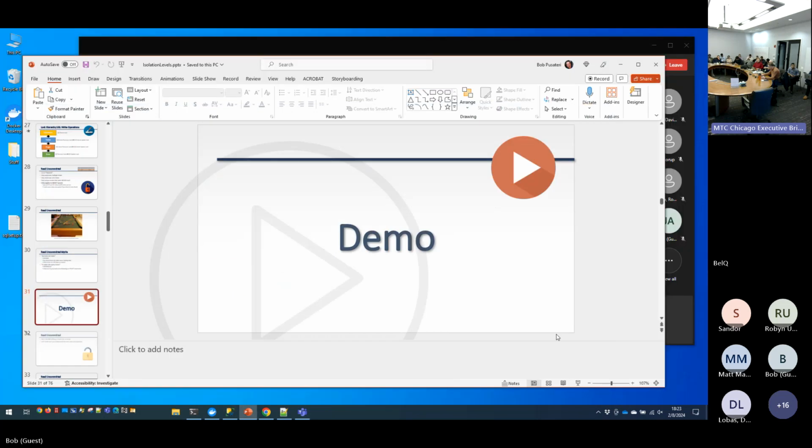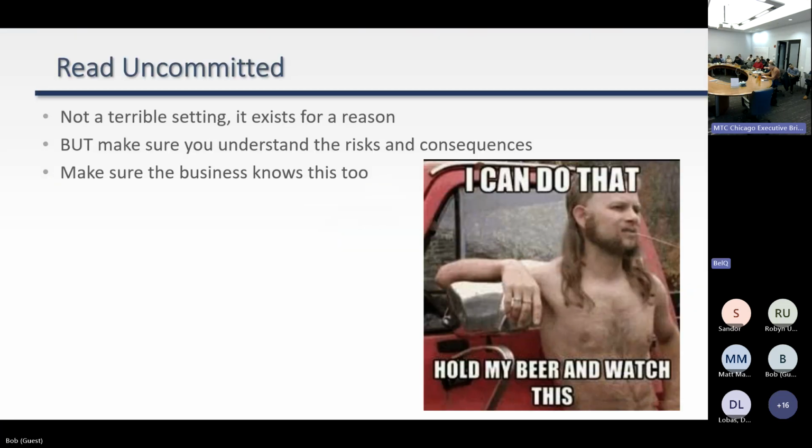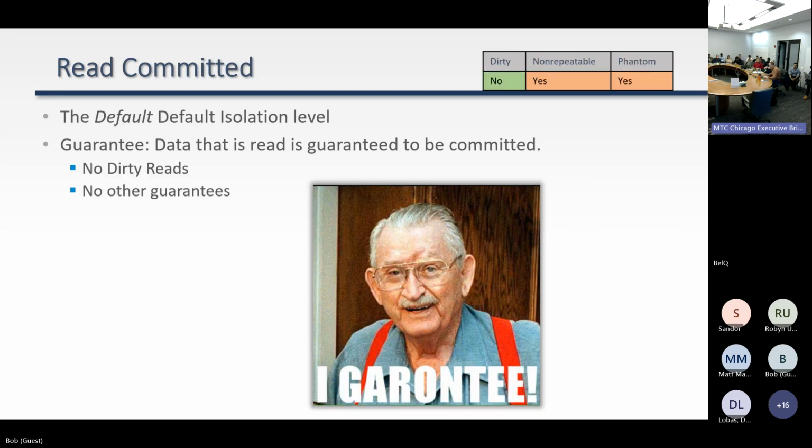So, okay, we're gonna go back here now, and just to sum this up, read uncommitted is not a terrible setting. It exists for a reason, but you really need to understand the risks and the consequences and make sure that your business does too, because this can and will affect the accuracy of the results your database gives if you're just using it and don't understand it. So that's read uncommitted. All right.